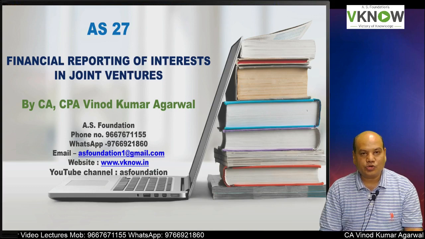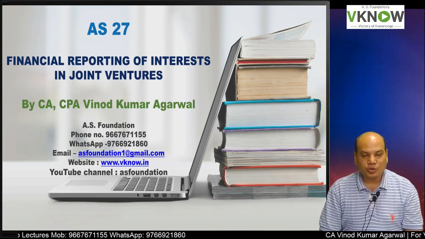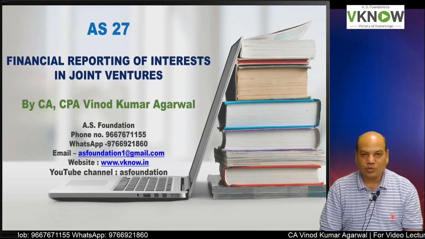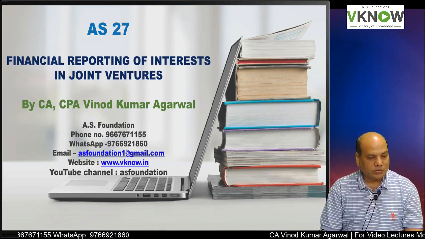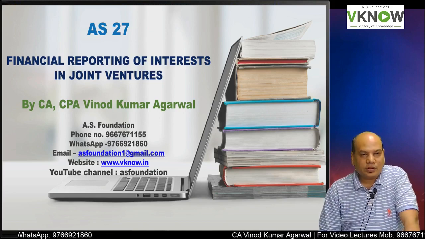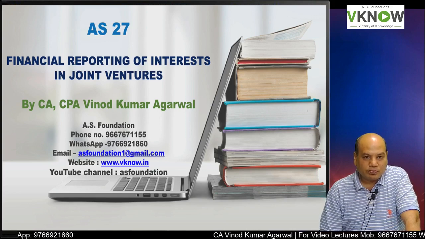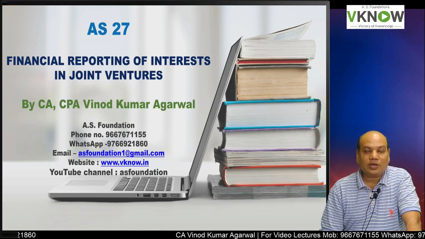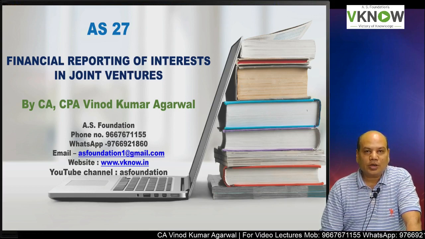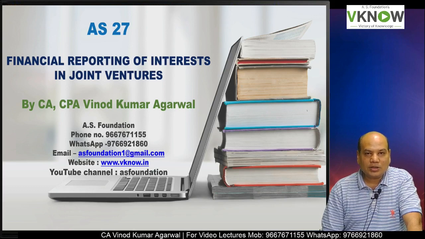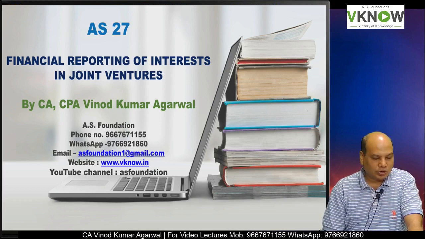Probably you have studied this joint venture topic in your 12th standard or maybe in foundation course or maybe in other accounting courses. Some portion of this standard is similar to what you have studied in 12th standard or foundation course, but there are a lot of differences because this standard will also require consolidation. Already we have studied AS 21 and AS 23, which required consolidation, and this standard also requires consolidation.